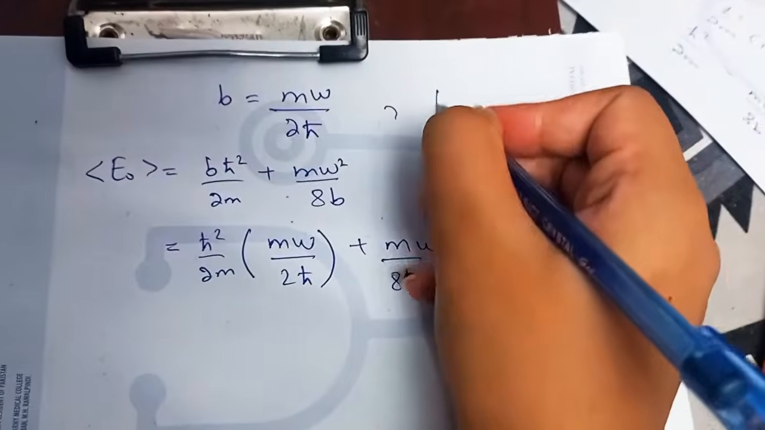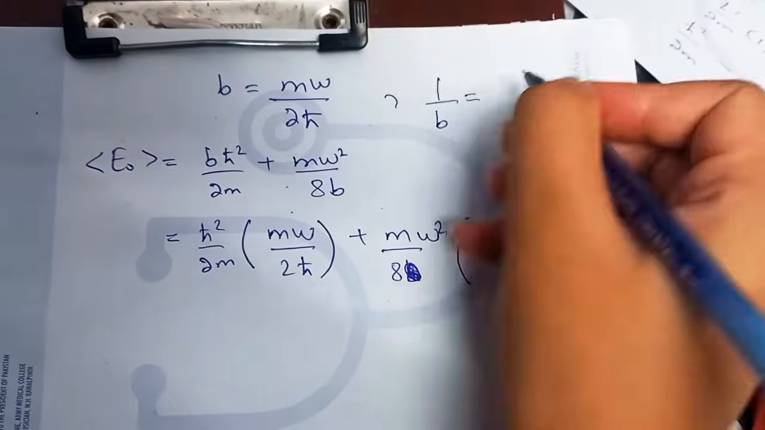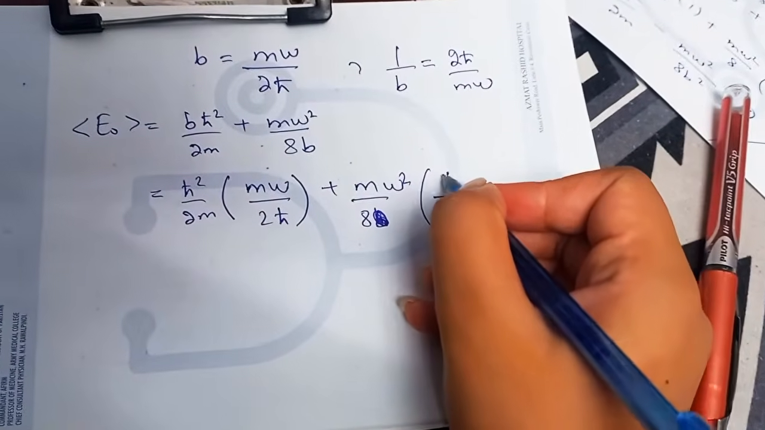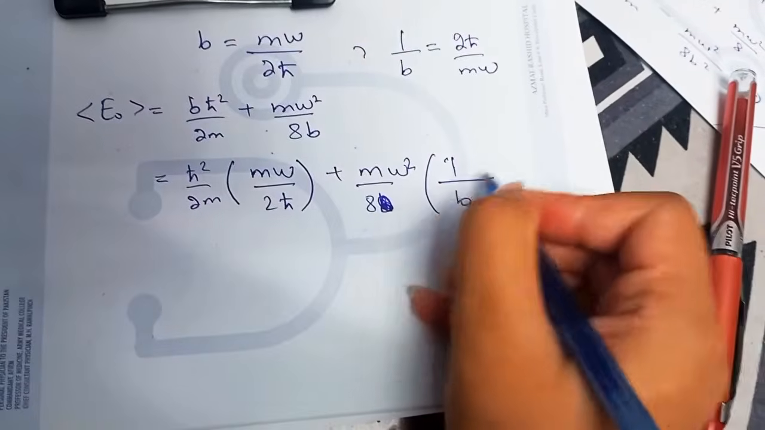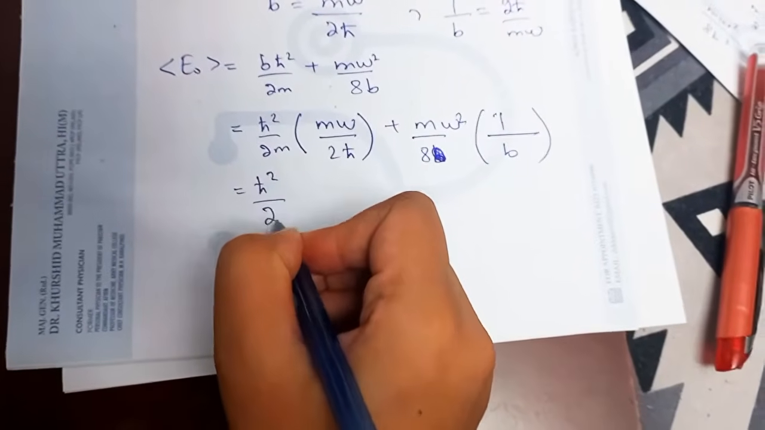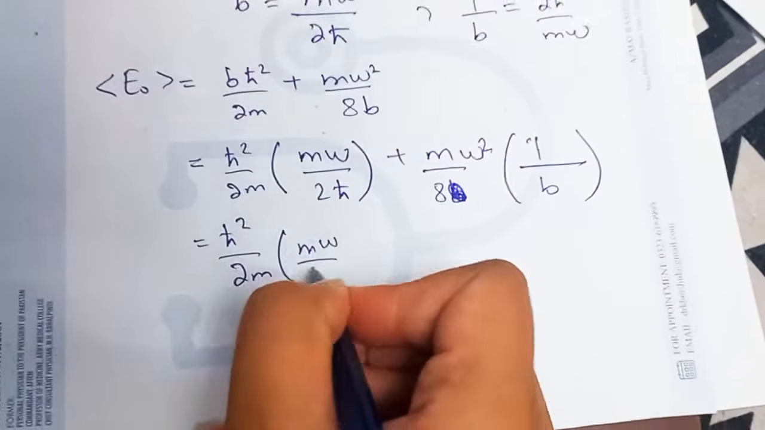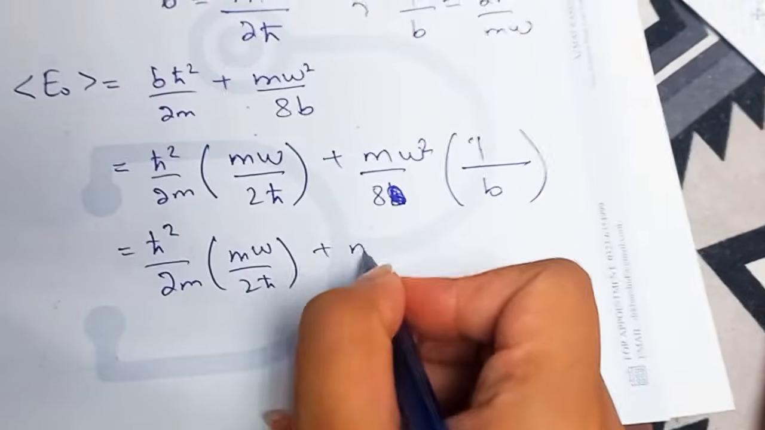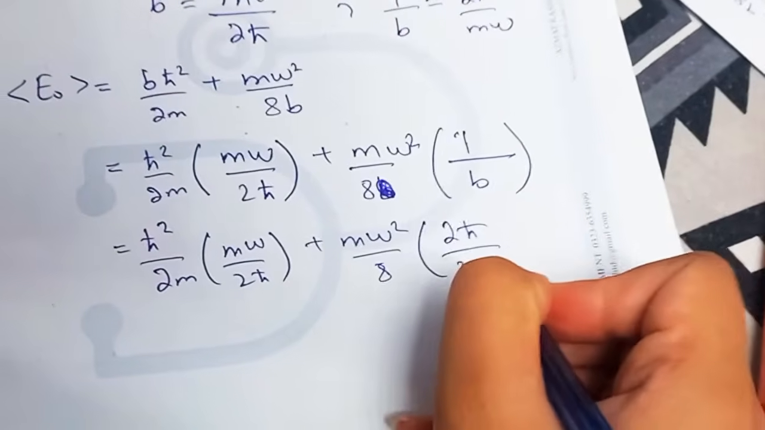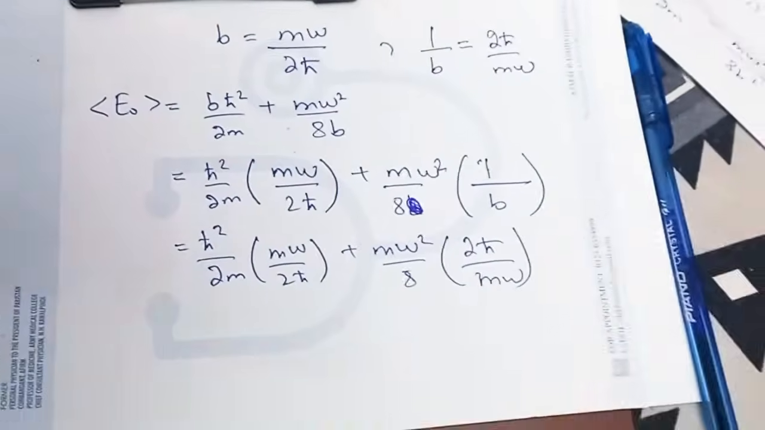Here it's b, so 1 over b will be the inverse of this expression, which will become 2ħ by mω. So we'll put the value of 1 over b here: ħ² by 2m, times mω by 2ħ plus mω² by 8, times 1 over b, which is 2ħ by mω. Let's cancel out the terms.